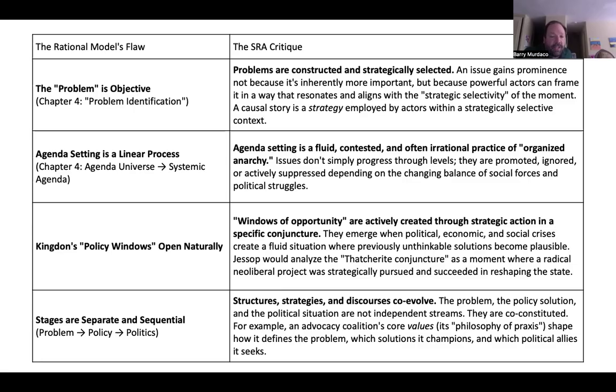In the SRA approach, the stages are not separate and sequential. Structures, strategies, and discourses co-evolve. The problem, the policy solution, and the political situation are not independent streams, in contrast to Kingdon. They are co-constituted. For example, an advocacy coalition's core values, its philosophy of praxis, shape how it defines the problem, which solutions it champions, and which political allies it seeks.